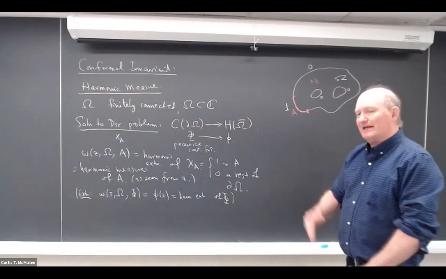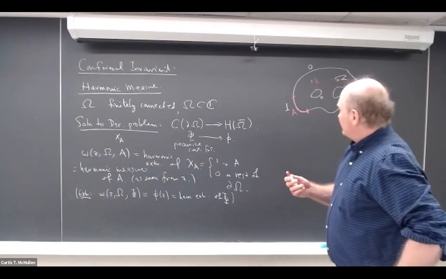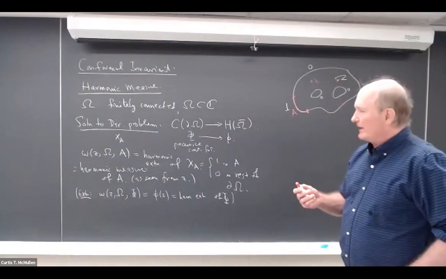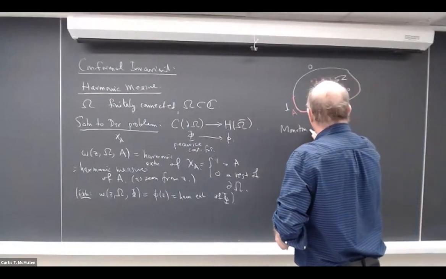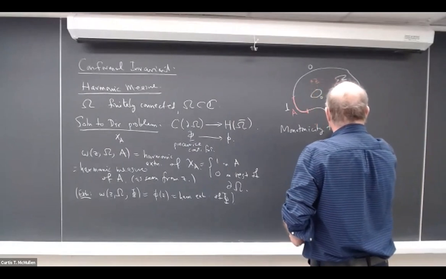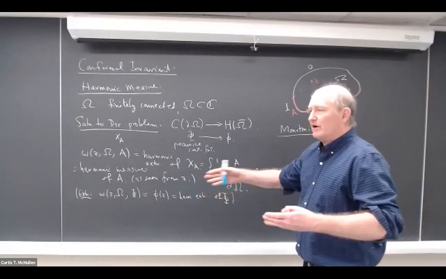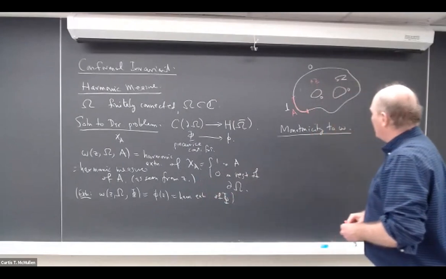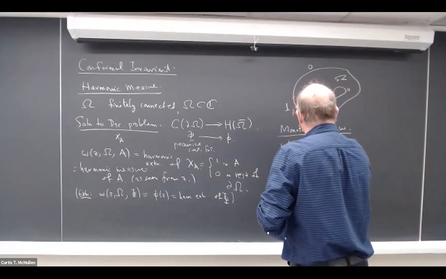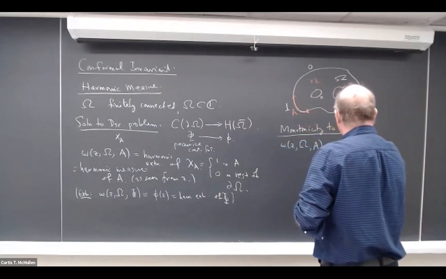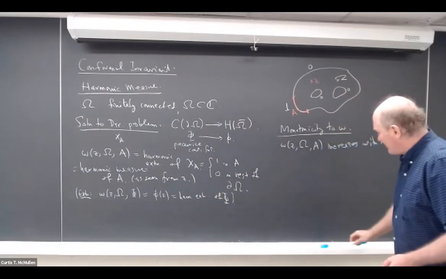The other kind of extension that's useful is, well, here's something that's obvious but important, that there's a certain monotonicity to omega. And when you want to do a computation of harmonic measure, often you're happy to get upper and lower bounds. So when does the harmonic measure get bigger? Well, this increases with A. If A gets bigger, then the harmonic measure gets bigger.